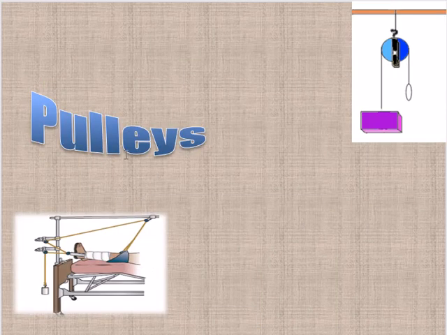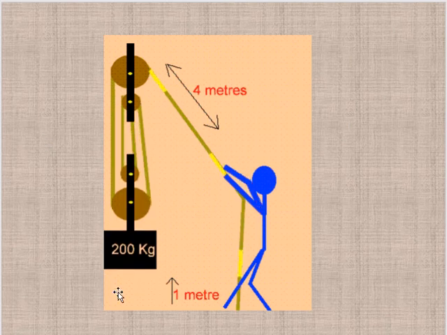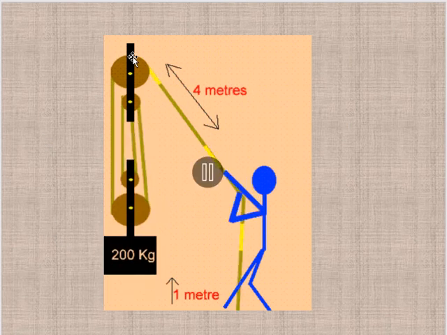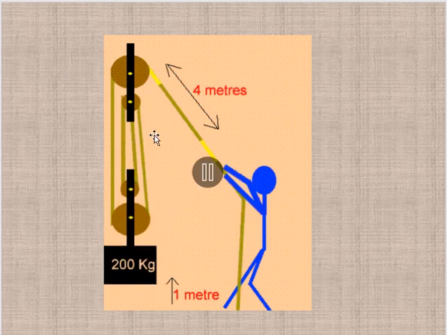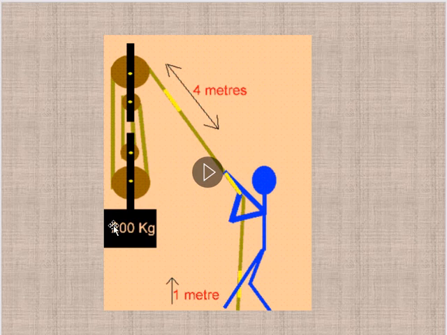Now let's start with pulleys. Look at this diagram. Pulley: a grooved wheel supported on a frame, and on one side effort is applied and on the other side a weight is hanging, a 2 kg weight.